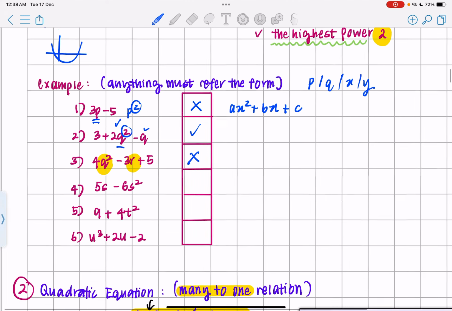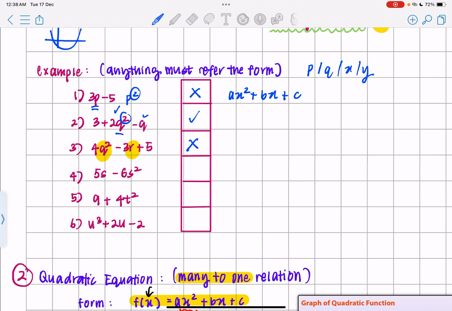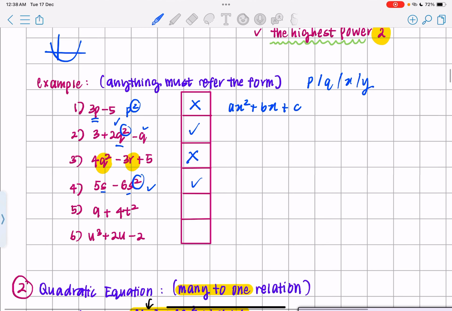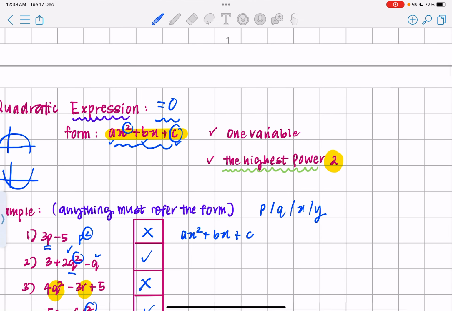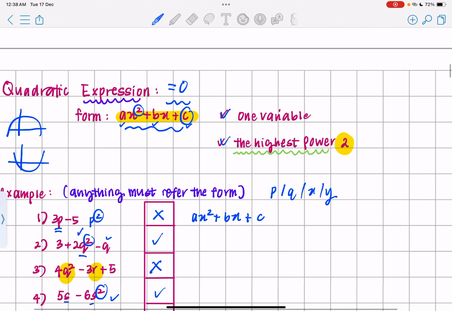Okay. And then we have number 4. Is it right or wrong? Okay, first, highest power is 2. Nice, correct. S, both are in S form, so it's right. Walaupun dia tak ada C dekat sini, it's fine. The most important part is it must have one variable and the highest power is 2. Okay, ada C or tak ada C doesn't have any problem.